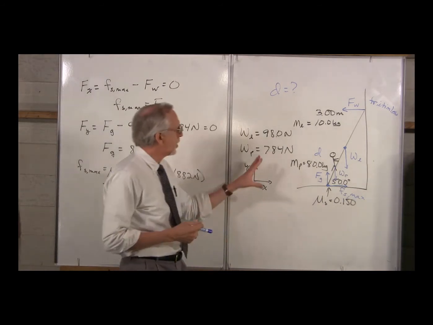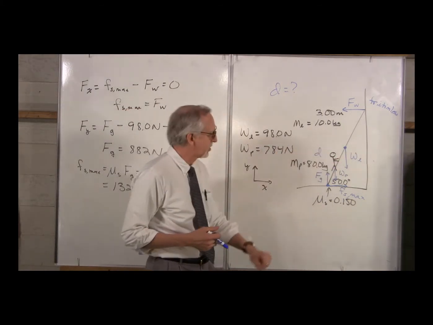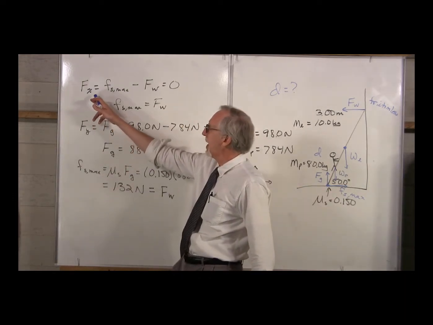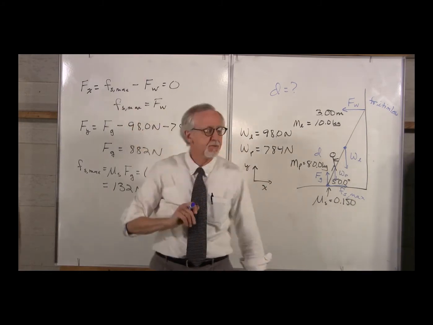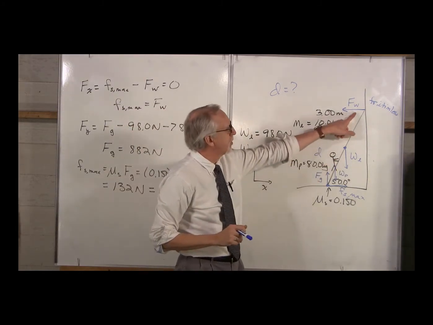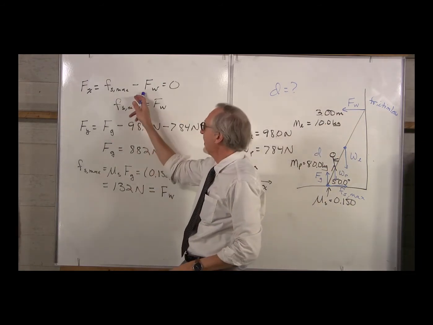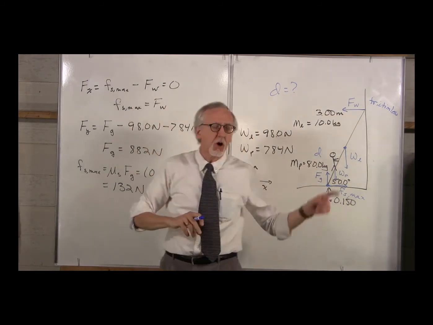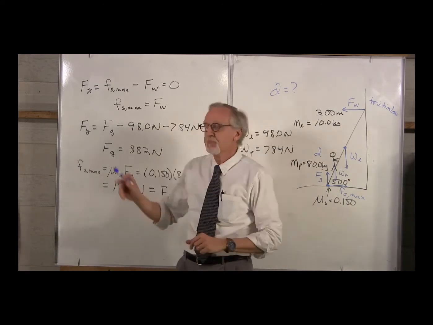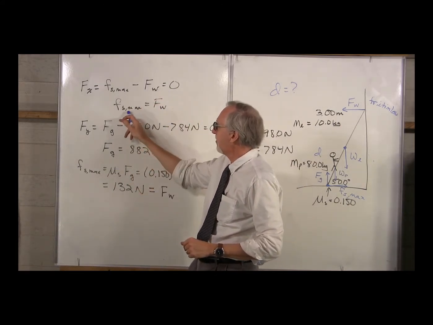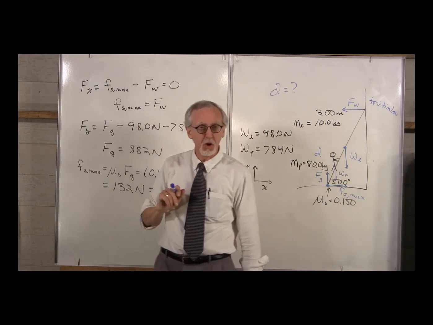F sub x. What forces are acting in the x direction? Well, we've got Fs max, so we have Fx equals Fs max. And then we have the force from the wall, but that is in the negative x direction, so we have minus Fw. Those are all the forces in the x direction, so those must equal 0. Bringing this to the other side, we have Fs max equals the force from the wall, Fw.